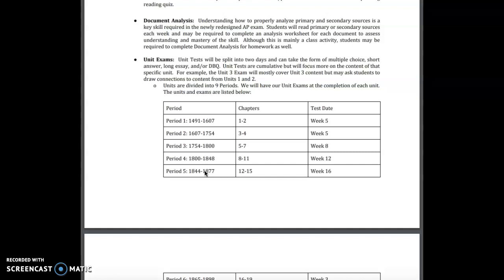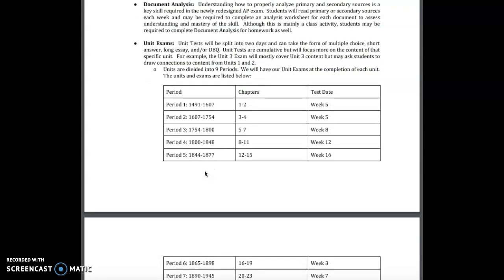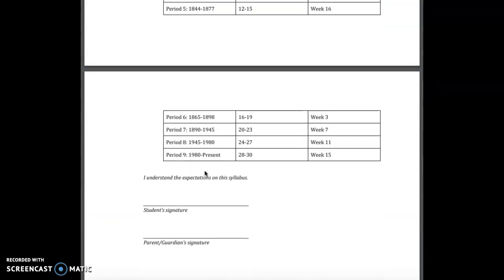I'm encouraging you to be an active learner and to communicate with me any needs, problems, or questions you might have. Remember, we're working toward a common goal. I want to help you be successful. Please sign and return your course syllabus by Thursday, August 20th.